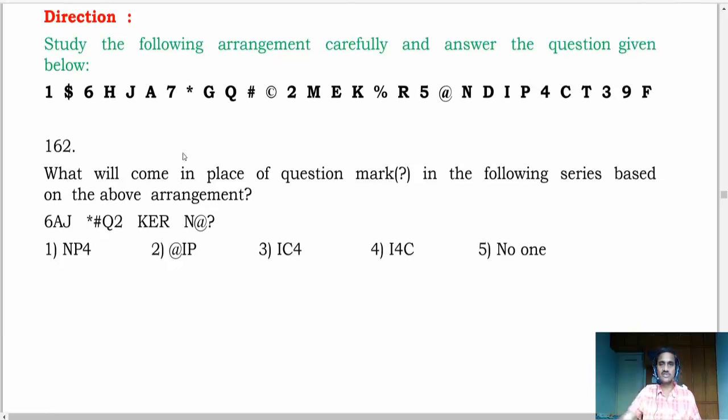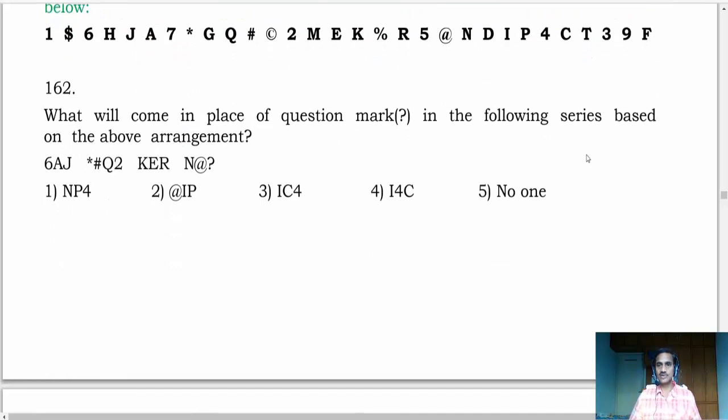Now it comes under series. Whenever a question comes under series, first you need to represent the information like this. 6AJ, and the next one, star hash Q2, star hash Qn2. Then what is the next one we have? KER. Then N at the rate of. What should be the next one?